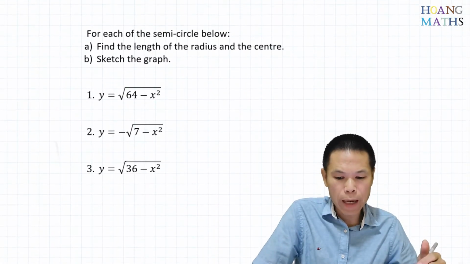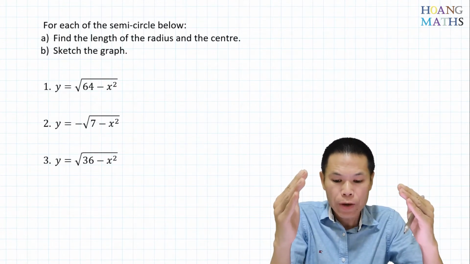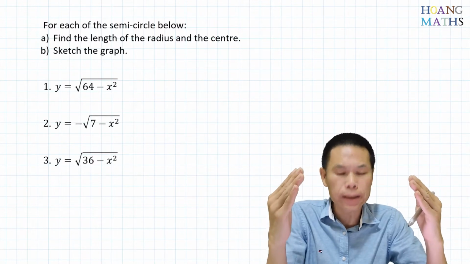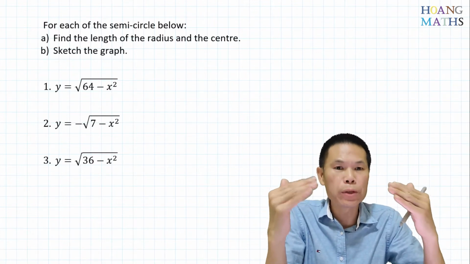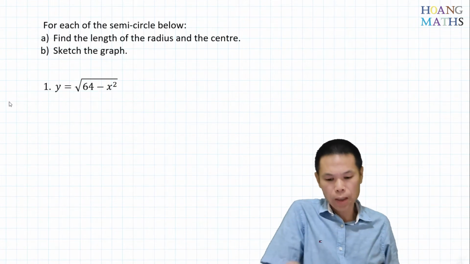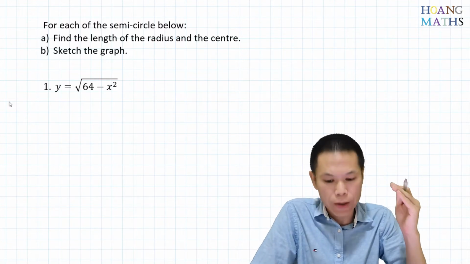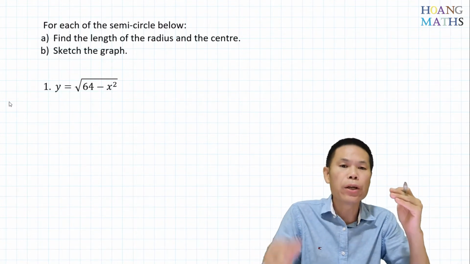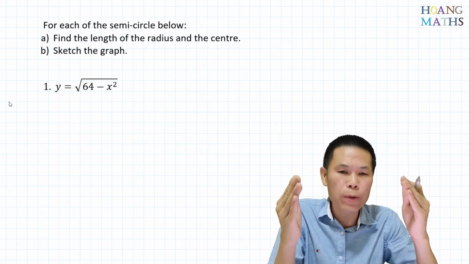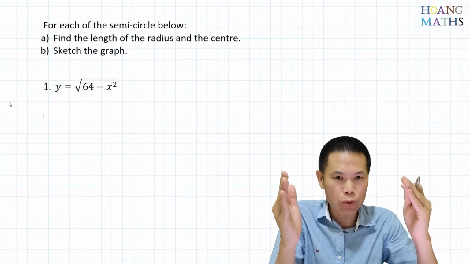So let's go through examples. For each of these semicircles below, we need to find the length of the radius and the center of the semicircle, and then we sketch a graph, okay? Let's do the first one first. We have y is equal to the square root of 64 minus x squared. If you recognize this, we know that the radius is the square root of 64, which is 8, and the center is 0, 0.